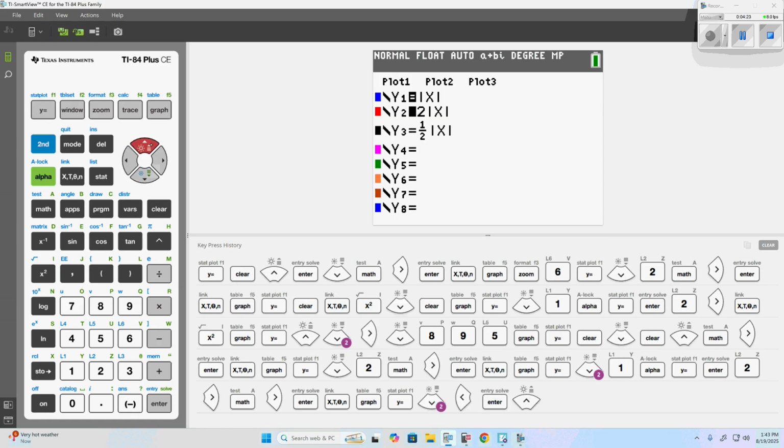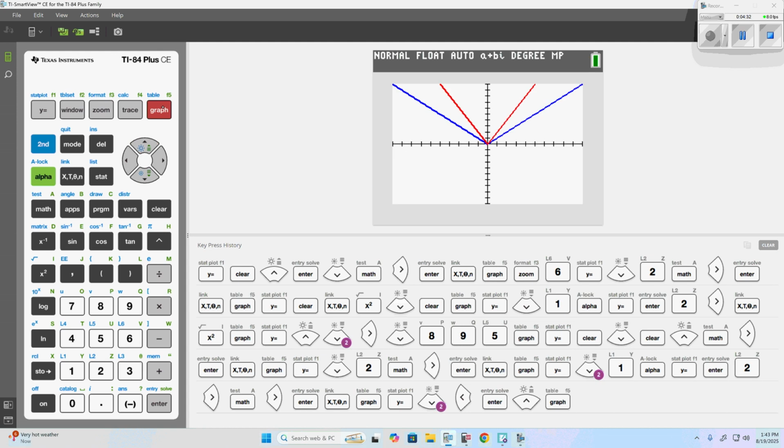So the top one is our normal absolute value. The one below it is the one we just did. And if I graph this here, we can see the blue is our normal absolute value. The red is the vertical stretch. We can see it is increasing faster along the y-axis. So it was stretched. It was increased by a factor of 2.